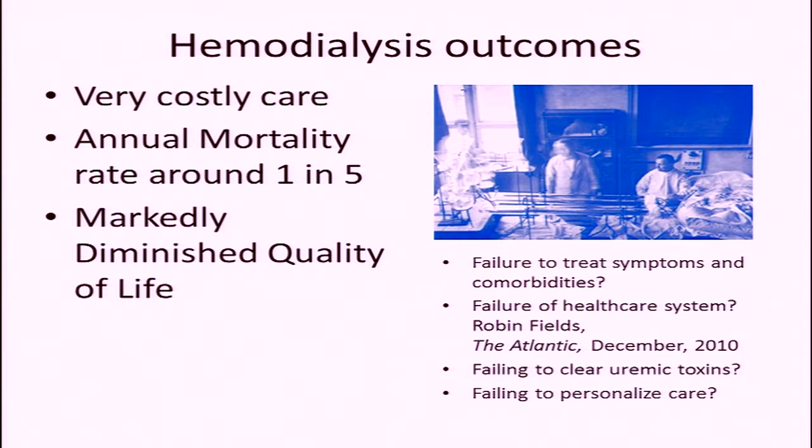It's already been outlined that it's very costly care. The annual mortality rate is 1 in 5 or maybe 1 in 6. And when you compare to the general population, at least, there's a markedly diminished quality of life. Why is this? Is it that we're not treating comorbidities or symptoms that we should? Is it a failure of the healthcare system?